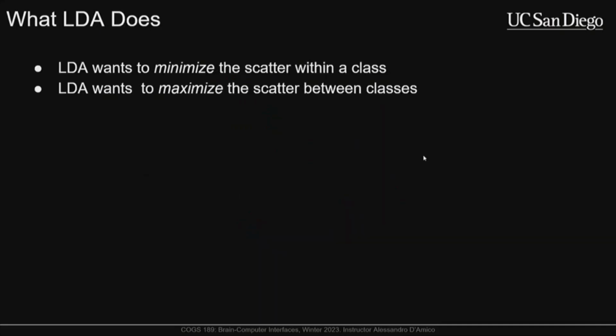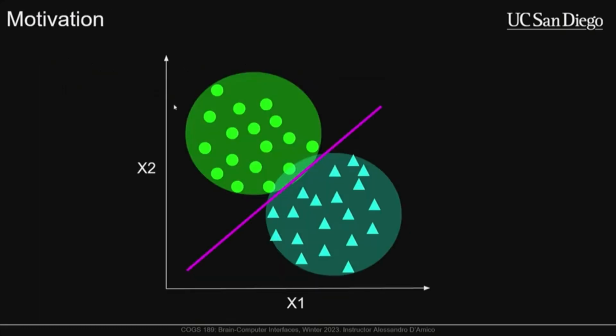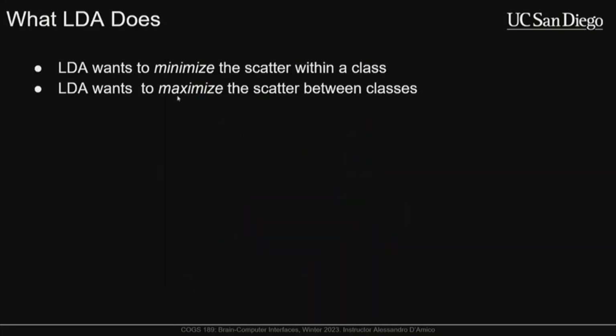Now, LDA wants to do 2 things. It wants to minimize the scatter or the covariance within a class. So we want to make sure that we're learning something that is going to minimize the within class scatter, and it wants to maximize the scatter between the classes. So we want the data points within a single class to be as close together as possible and easily enough to group together. And we want the distance between our classes to be as far apart as possible. And that should make some intuitive sense, right?